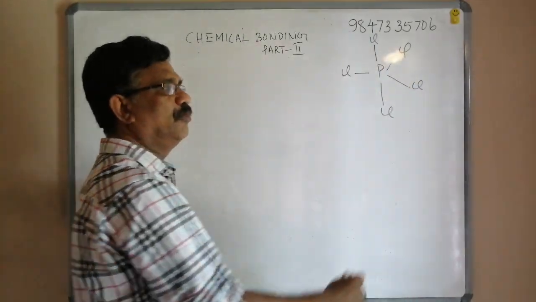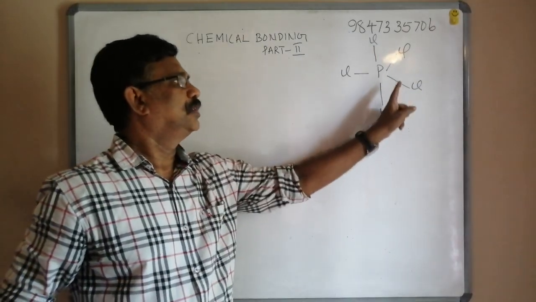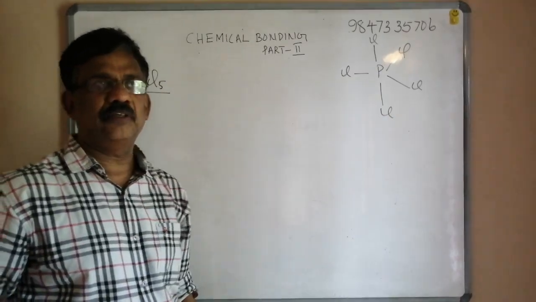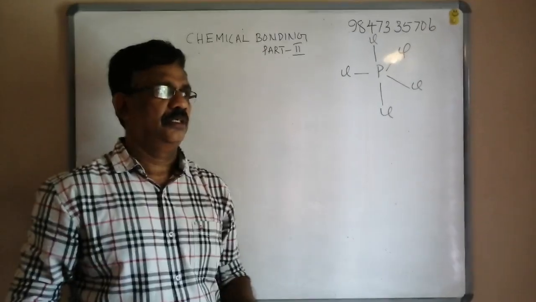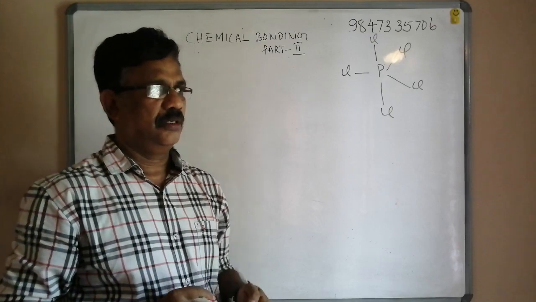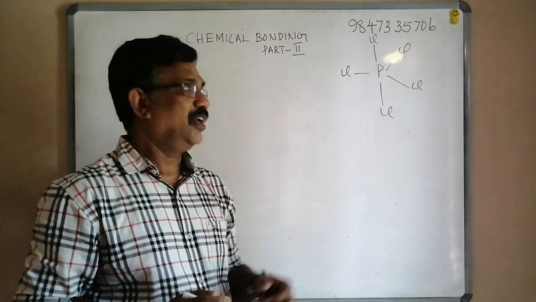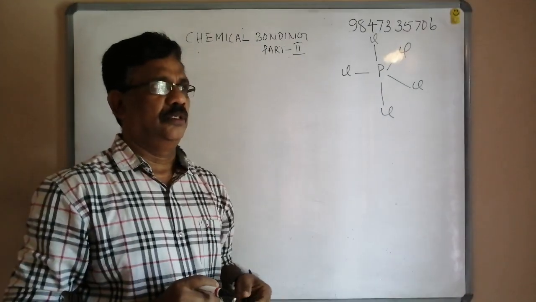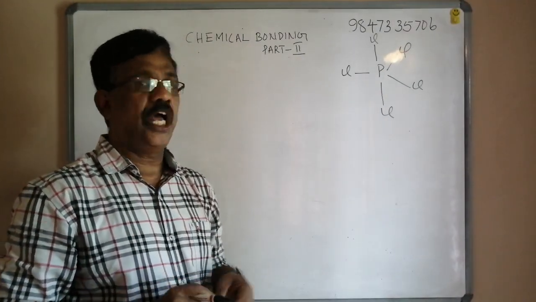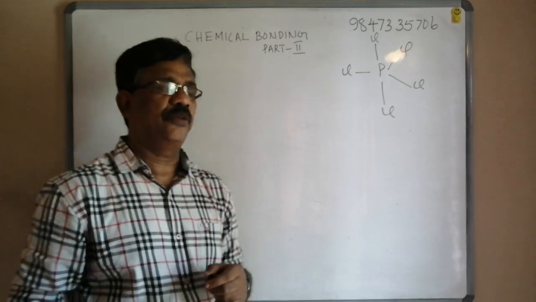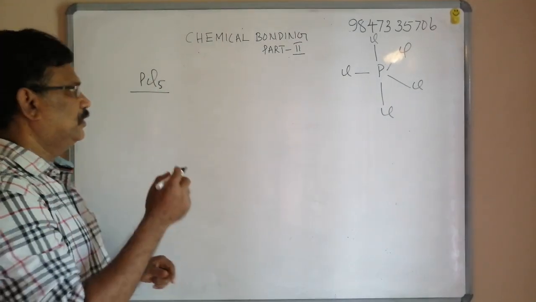Five phosphorus-chlorine bonds: 1, 2, 3, 4, 5. How are these bonds formed? Whether all these bonds are the same or different? What is the shape of this molecule? So, a new hybridization involving d orbital. The central atom is phosphorus.